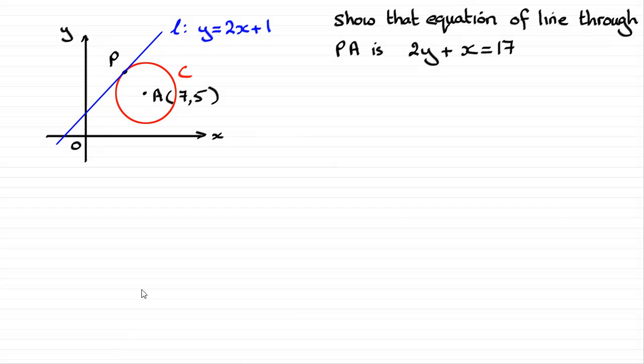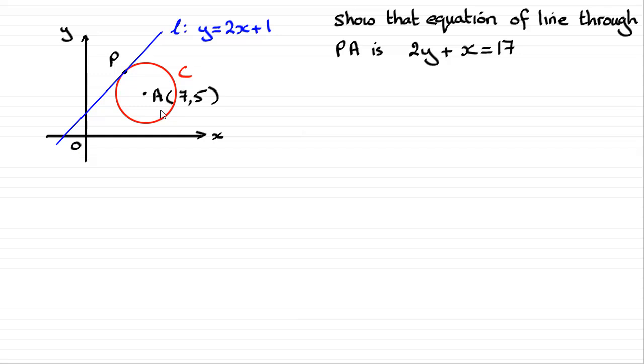So for this question, I've just copied down what we were given, and we've got to show that the equation of the line through PA is 2y plus x equals 17. So to do this, all I'm going to be doing is knowing that the form of a straight line just requires the gradient and a point on the line. If I'm going to use, say, y minus y1 equals m bracket x minus x1, you should be familiar with that form of the straight line.